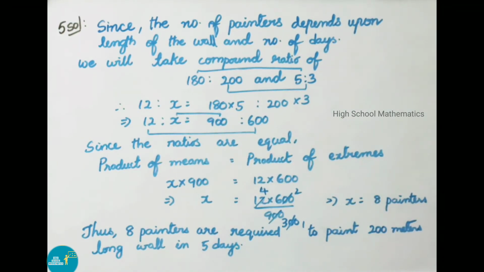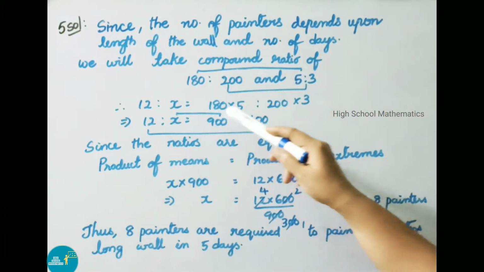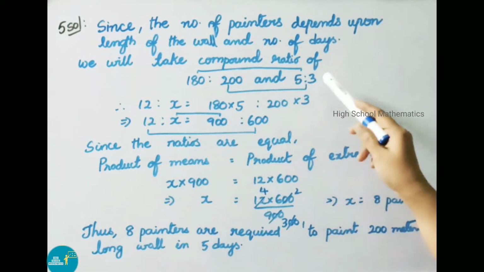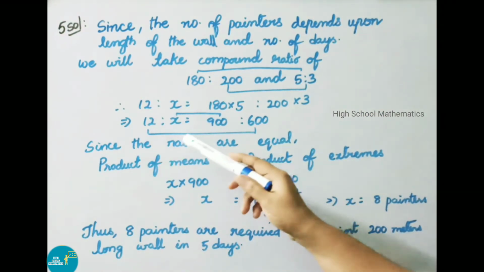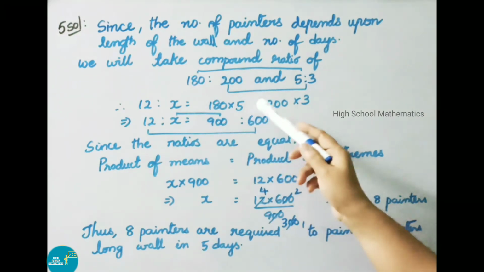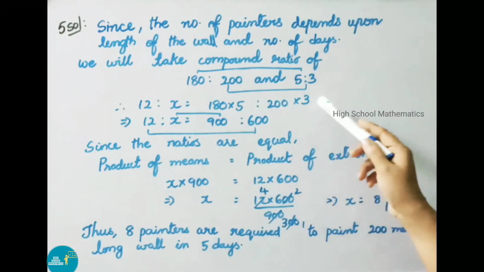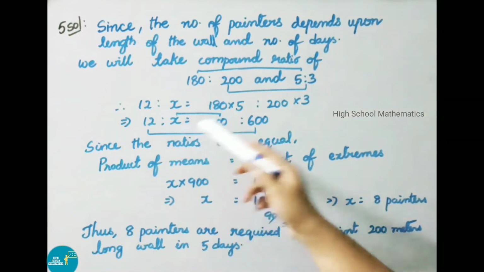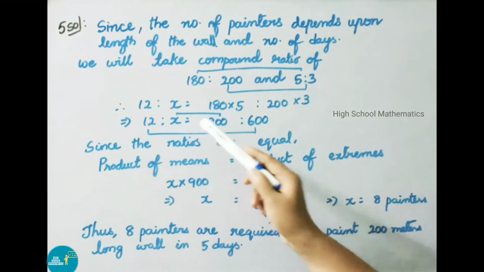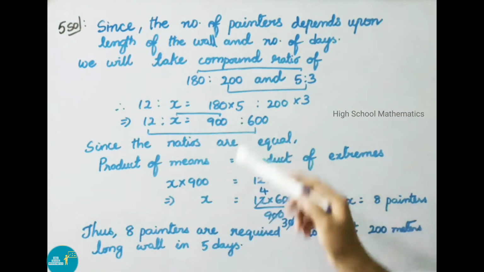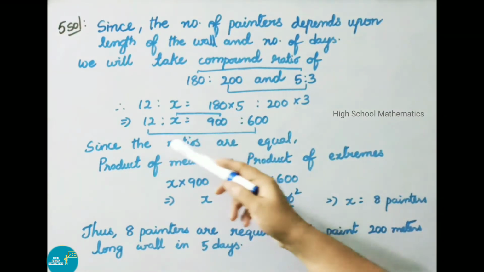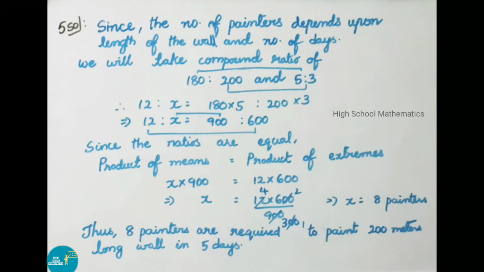We know the formula A into C is to B into D, that is 180 into 5 is to 200 into 3. That implies 12 is to x is equal to 900 is to 600. Since the ratios are equal, product of means is equal to product of extremes. That is x into 900 is equal to 12 into 600. That implies x equal to 12 into 600 by 900.